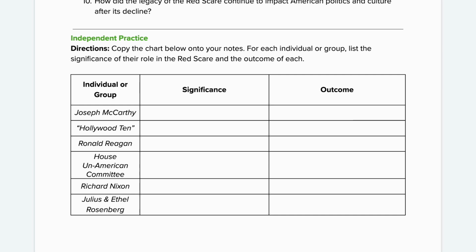Independent practice. Copy the chart below into your notes. For each individual or group, list the significance of their role in the Red Scare and the outcome of each.